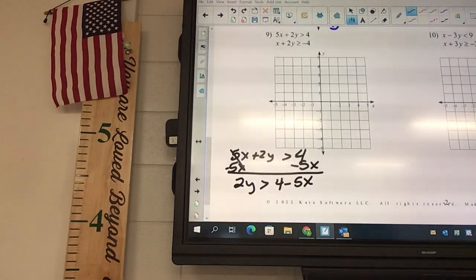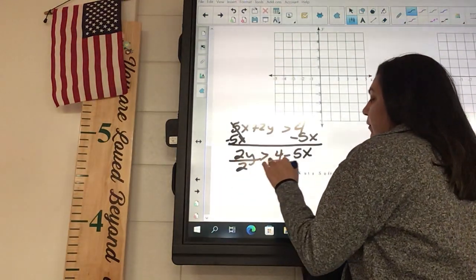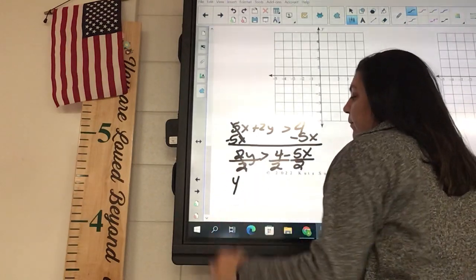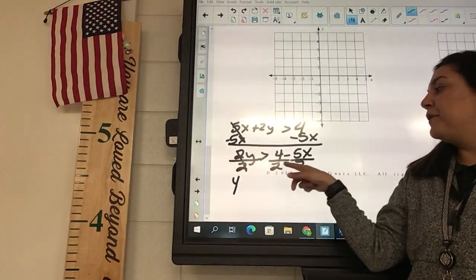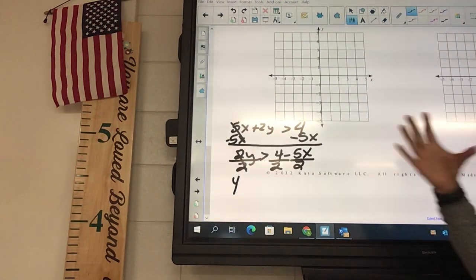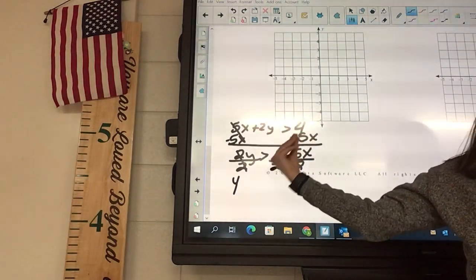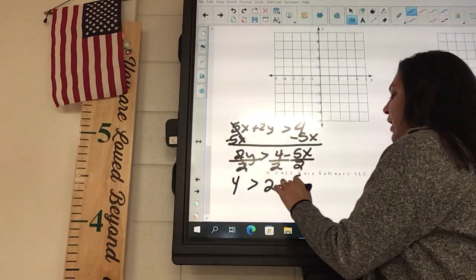Okay, then what's my next step? Divide by 2, each piece. Do we need to flip our sign? No, we don't need to flip it. Because it's not negative, so you don't. We do not flip the sign because the 2 is not negative. This 2 would have to be negative in order for us to flip it. What do I mean by flip it? I flip the sign, so instead of it being like that way, it should be like this way. So we do not need to flip it, and we're going to get 2 minus 5 over 2x.